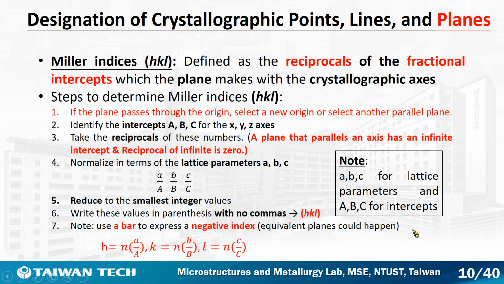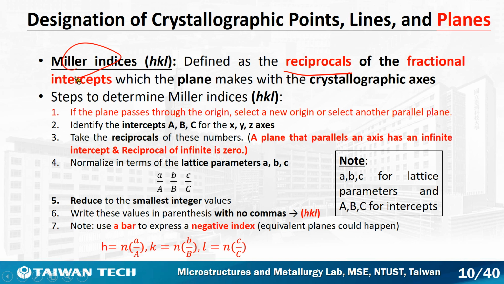Okay, and let's move on to talk about planes. This is about the planar indexes. So we will use a term like this is Miller indices. Let's see its definitions. So for Miller indices, we define it as the reciprocals 导数 of the fractional intercepts which the plane makes with the axis. It seems complicated and hard to understand, but that's okay. Let's try to see the steps here.